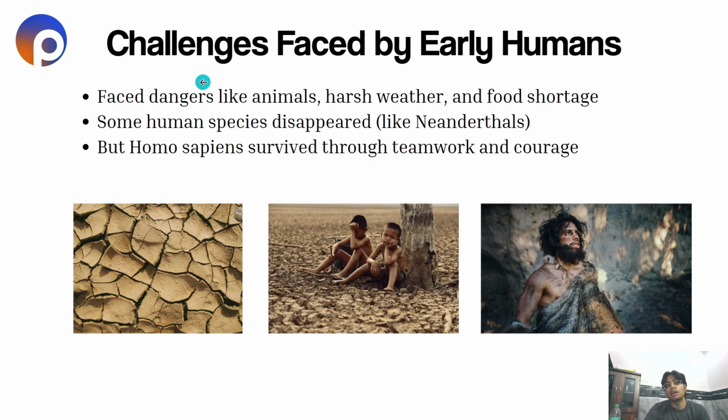Now there were some challenges faced by early humans. They faced dangers like animals, harsh weather conditions, and food shortage, due to which humans started to die because of health issues, etc. Some human species disappeared, like Neanderthals, but Homo sapiens survived through teamwork and courage. So Homo sapiens survived. That's why we all are present today.